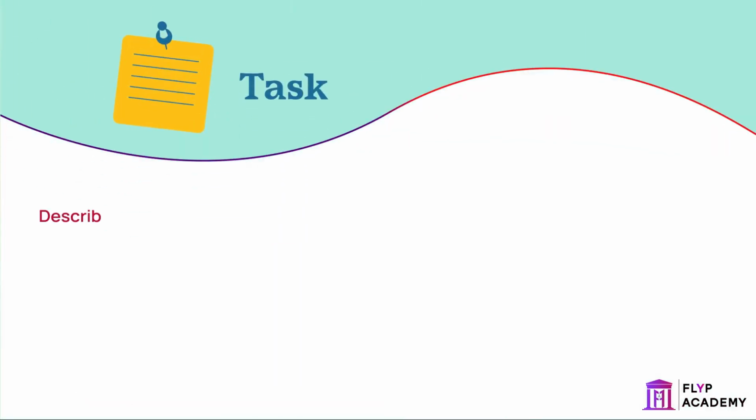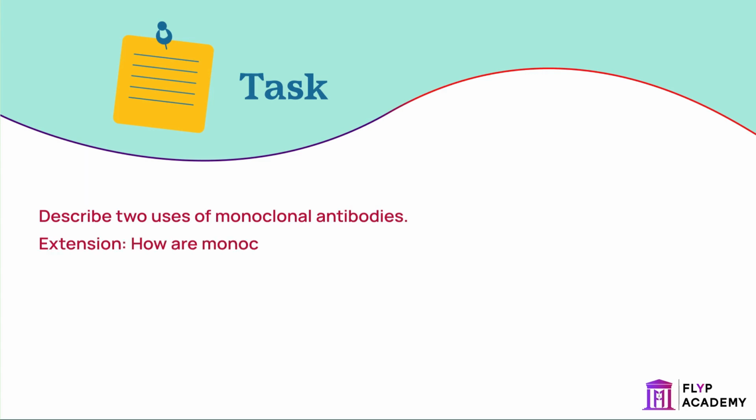Task: describe 2 uses of monoclonal antibodies. Monoclonal antibodies can be used to detect pregnancy and can be used to treat cancer. Extension: how are monoclonal antibodies used to treat cancer?